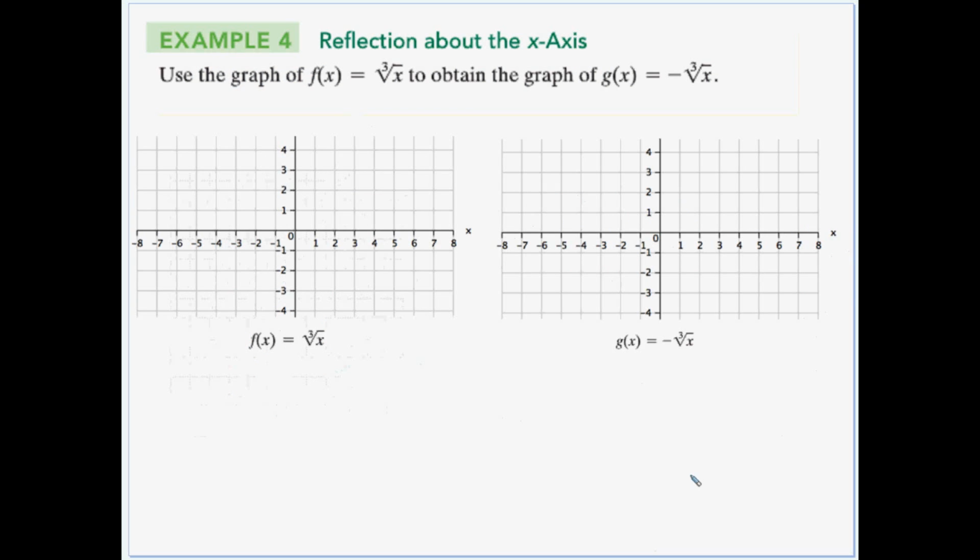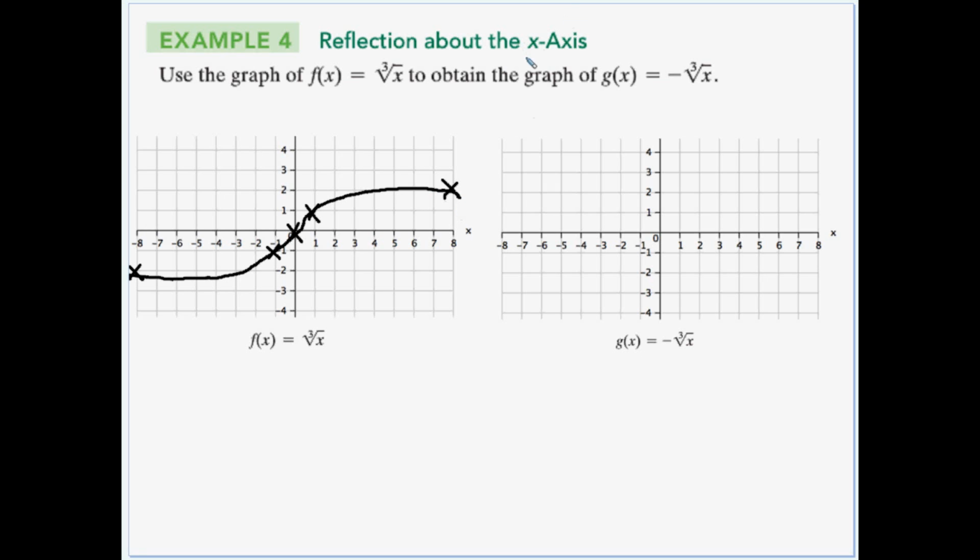So our first one we're going to look at here, the cube root of x. The cube root of 0 is 0, the cube root of 1 is 1, the cube root of 8 is 2, and we could also do negatives. The cube root of negative 1 is negative 1, the cube root of negative 8 is negative 2. So the graph kind of snakes through there, almost like an elongated S.